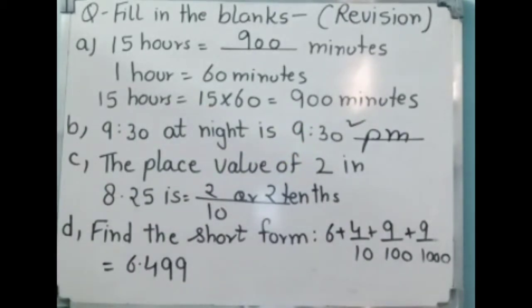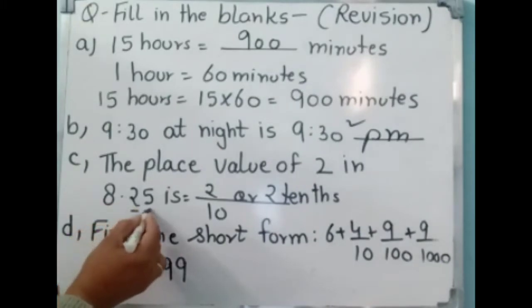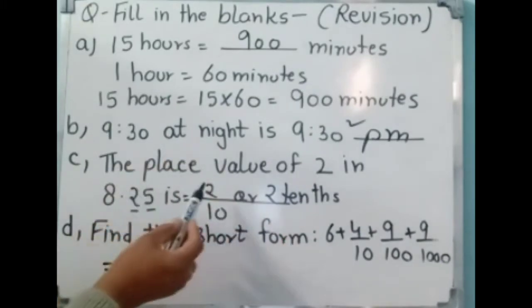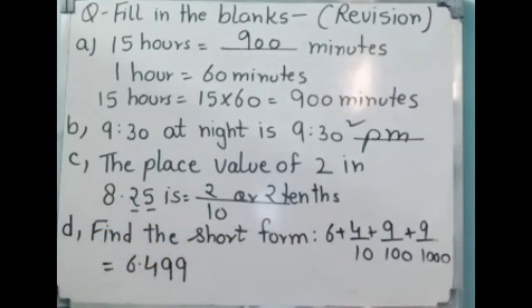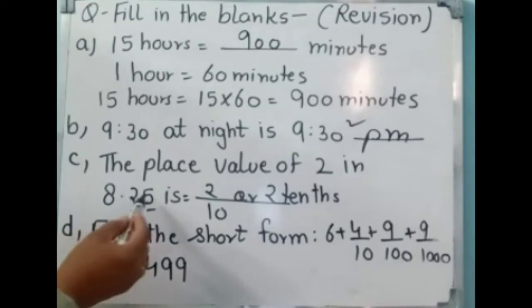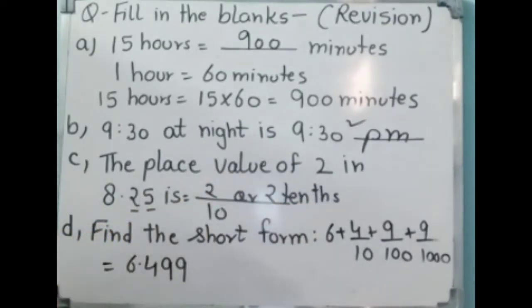The place value of 2 in 8.25 is, after decimal we have tenths, hundredths, thousandths. So here we have 2 by 10 or 2 tenths. Here we have tenths. Hundredths, spelling of hundred plus THS. Thousandths, spelling of thousand plus THS.